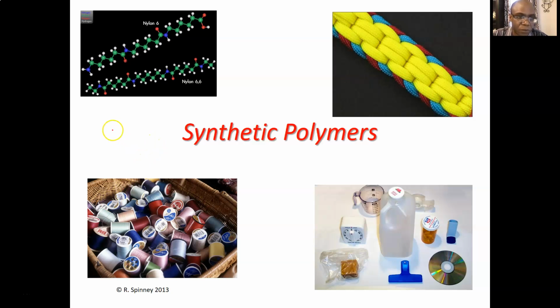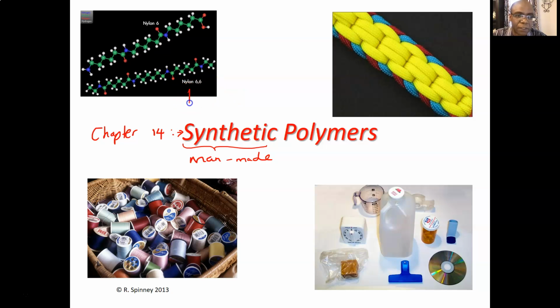So let's continue. We're gonna start chapter 14, introduce it to some extent, and then we'll get back to the other chapters as we finish the course later. So we talk about synthetic polymers. Synthetic meaning man-made. You can make these polymers in the lab.